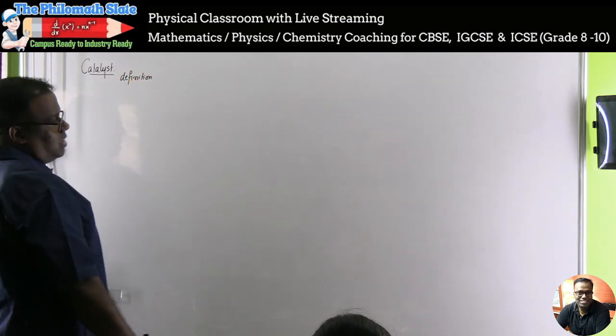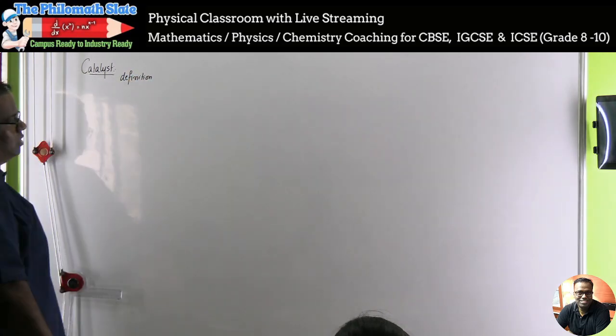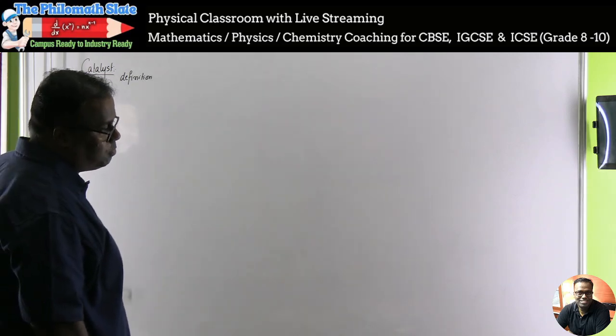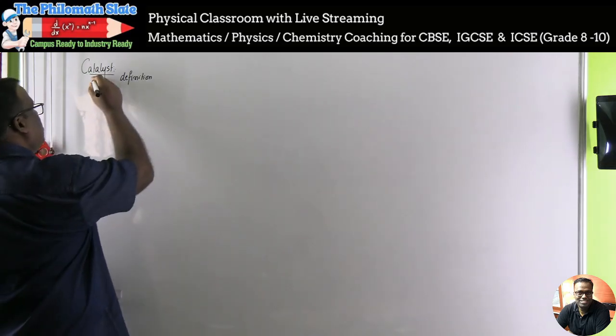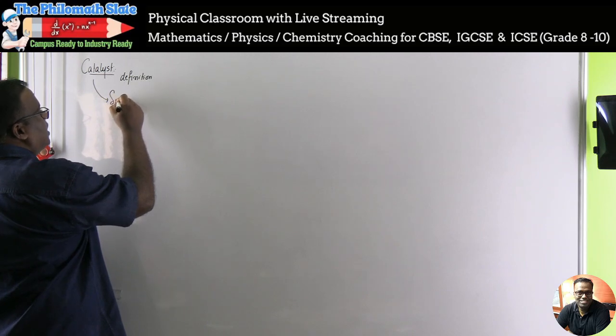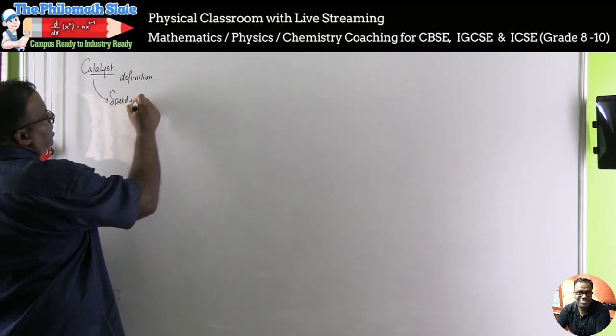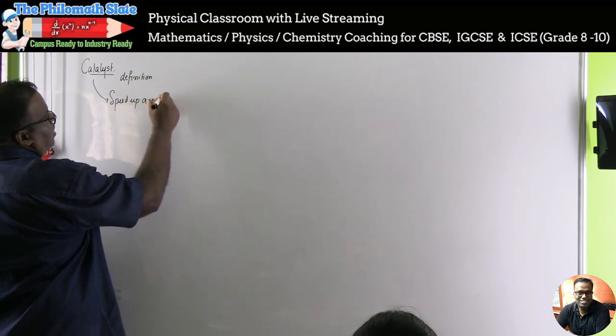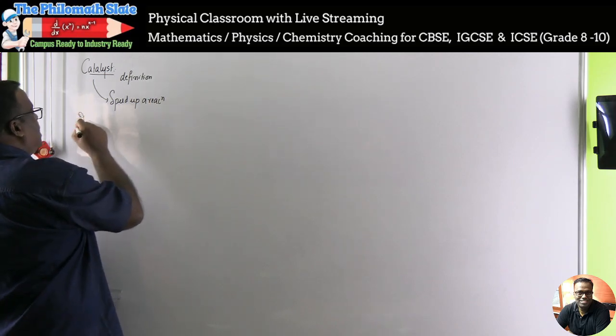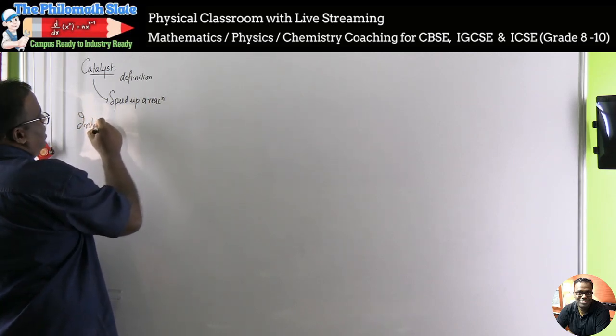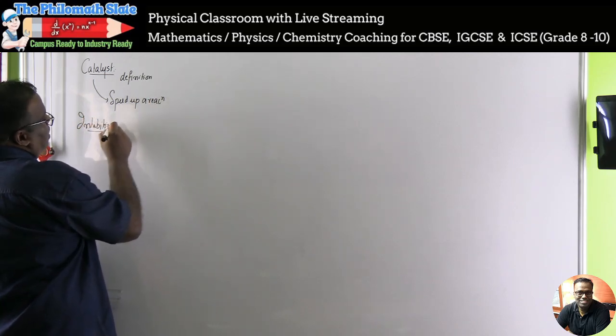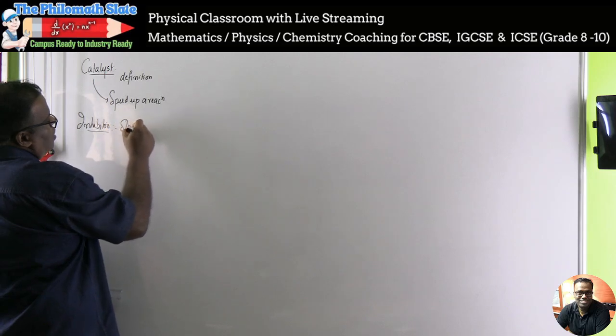A catalyst is a chemical or a compound which actually expedites a reaction. A catalyst will always speed up a reaction. And something that slows down a reaction is known as an inhibitor. An inhibitor slows down a reaction.